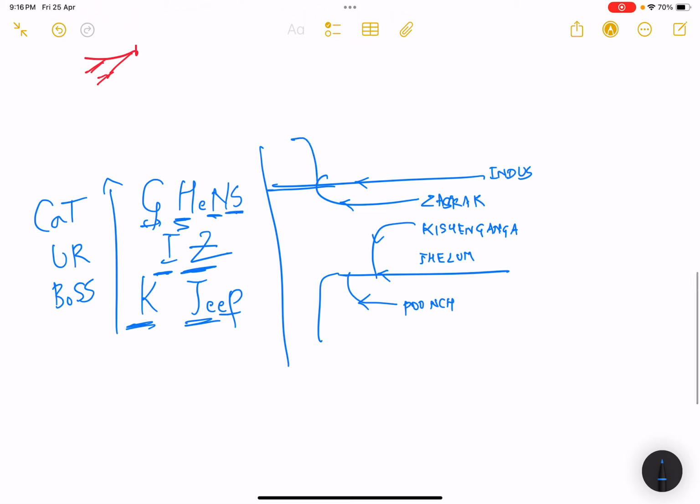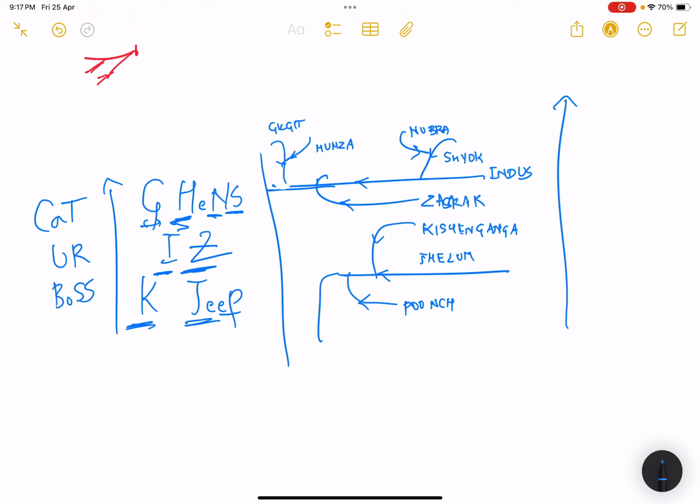G for Gilgit. And into Gilgit, we had H flowing through. We had Hunza. And then we had Nubra. And this Nubra river flowed into Shyok. That's all. That is your summarization. So, as you know, Boss, your cat. The K Jeep, which the cat is going to drive, is to hit the G hens. Simple way to remember.